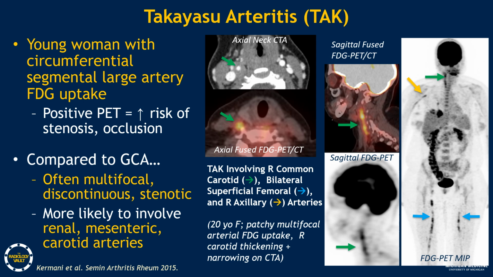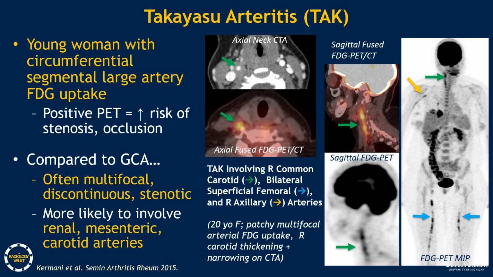So compared to giant cell arteritis, the imaging morphology is a little different. It's often multifocal, discontiguous, and stenotic, and it's more likely to involve different arteries. So whereas GCA involves subclavian and axillaries, Takayasu often involves renal, mesenteric, and carotid arteries.